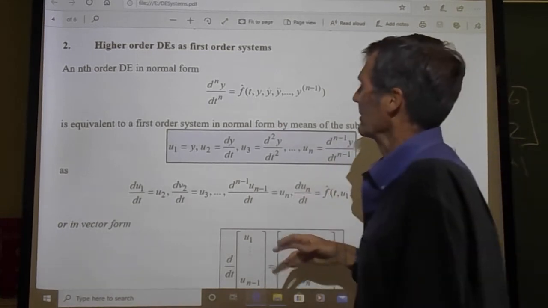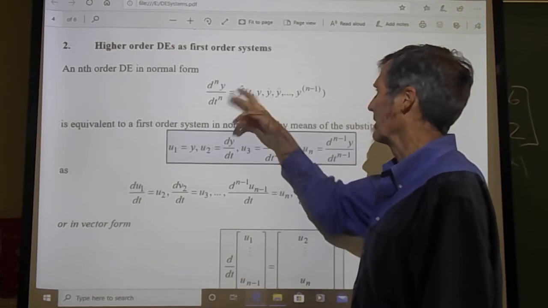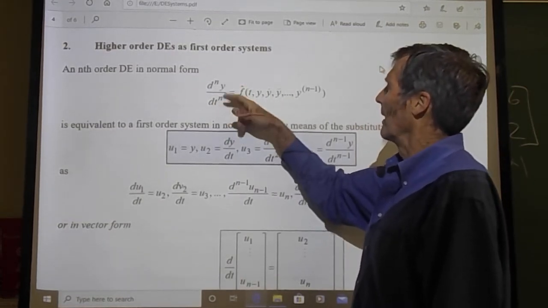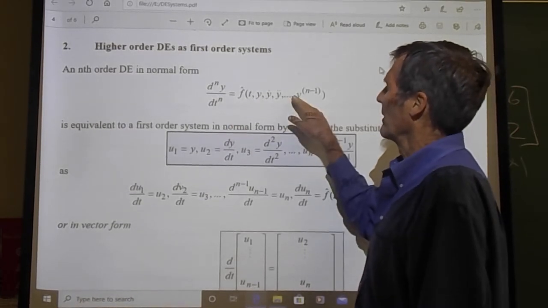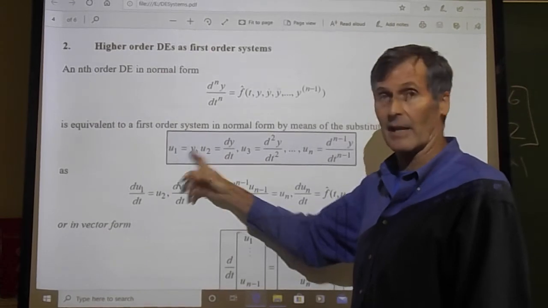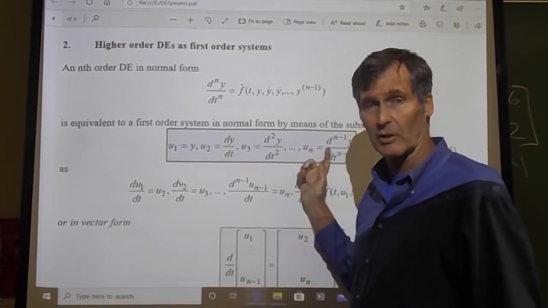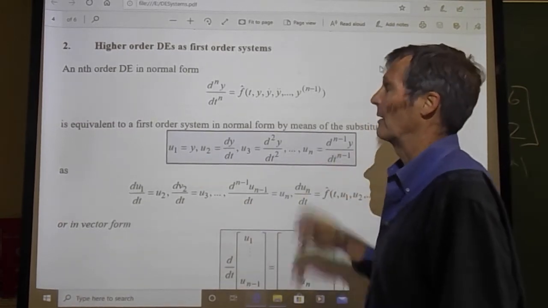Not every system of n equations can be written as an nth order equation, at least trivially, but we can take every nth order equation and rewrite it as a system of first order equations with the same trick. And actually it's a very important trick because in numerical methods where you try and approximate solutions on the computer, this is what people almost always do.